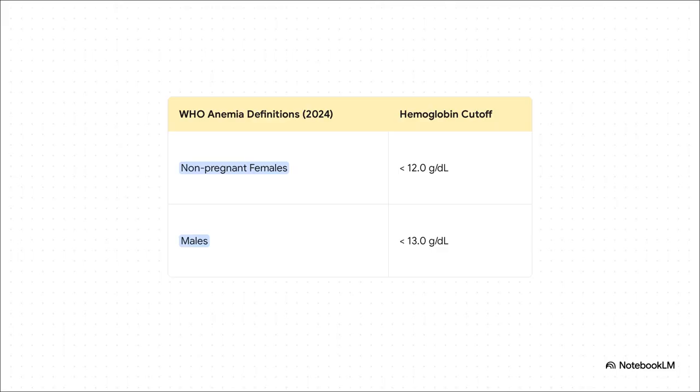And here they are. These are the World Health Organization's numbers, and they're your bedrock. For non-pregnant women, it's a hemoglobin less than 12. For men, less than 13. Seriously, burn these numbers into your brain. But always remember, they're a guide. Your clinical judgment is still king.